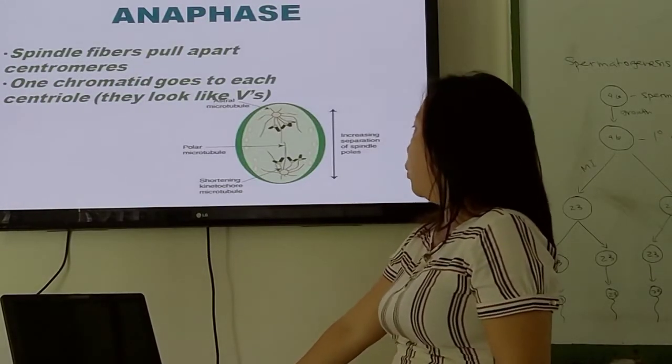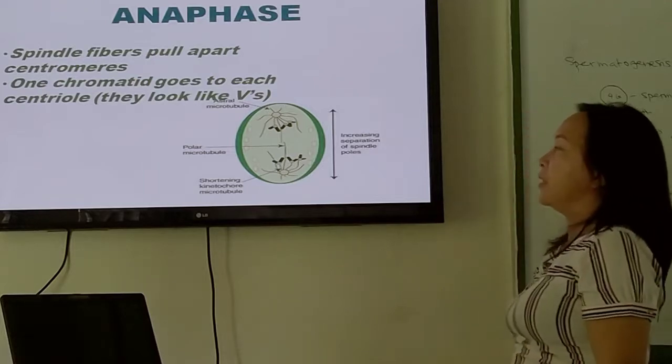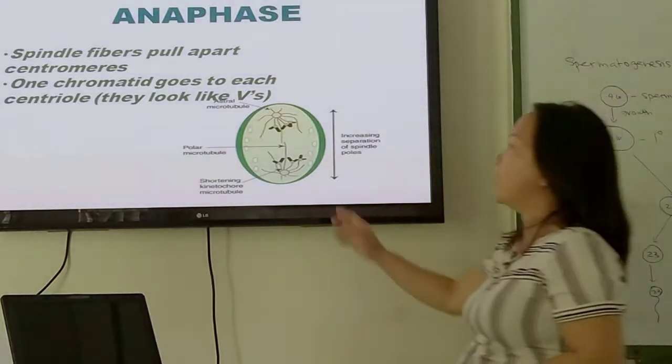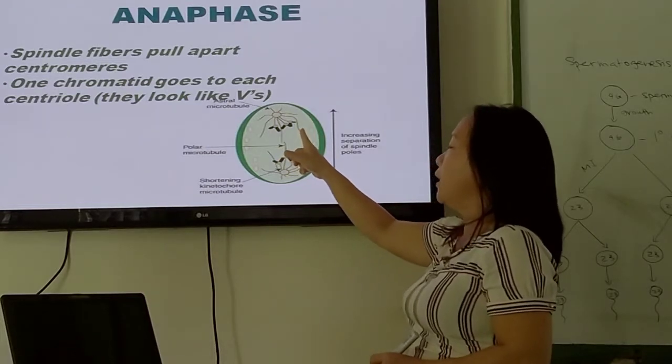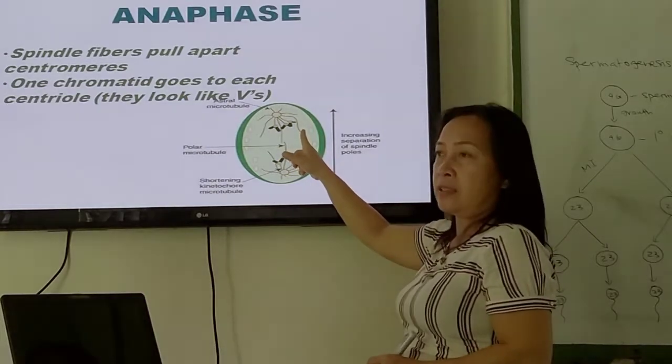Metaphase. Now, what happens during anaphase? Now, during anaphase, there is what we call a breakdown. So, the spindle fibers start to disappear.